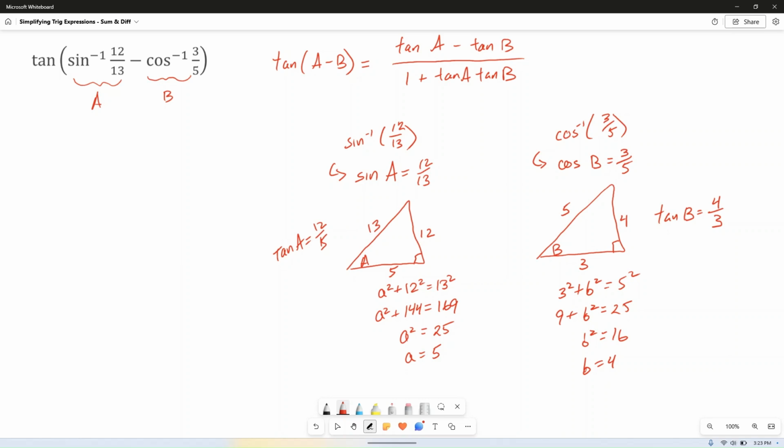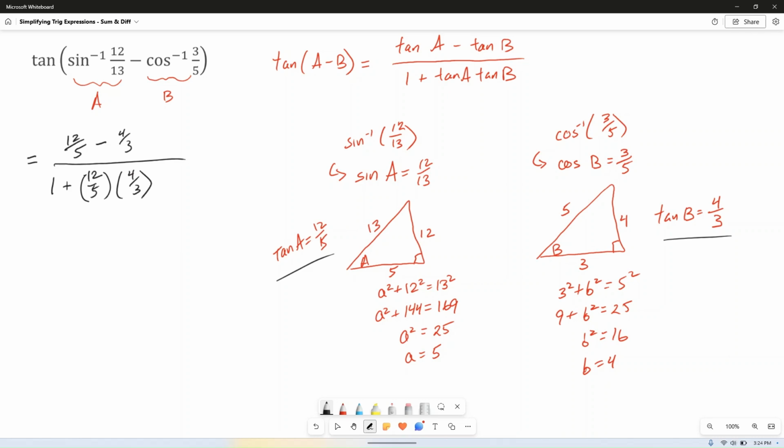I know the tangent of A minus B is equal to the tangent of A minus the tangent of B, all divided by 1 plus the tangent of A times the tangent of B. So I can rewrite this tangent of inverse sine of 12/13 minus the inverse cosine of 3/5 as the tangent of A, which we said was 12/5, minus the tangent of B, which we said was 4/3, all of that divided by 1 plus the tangent of A, which is 12/5, times the tangent of B, which is 4/3 again. All that's left from here is simplifying the expression.